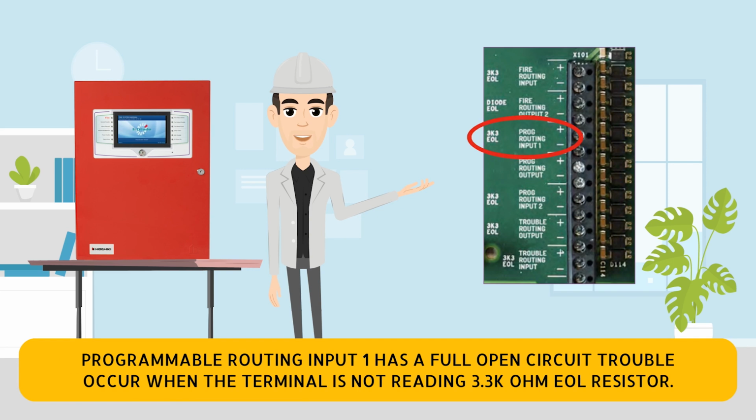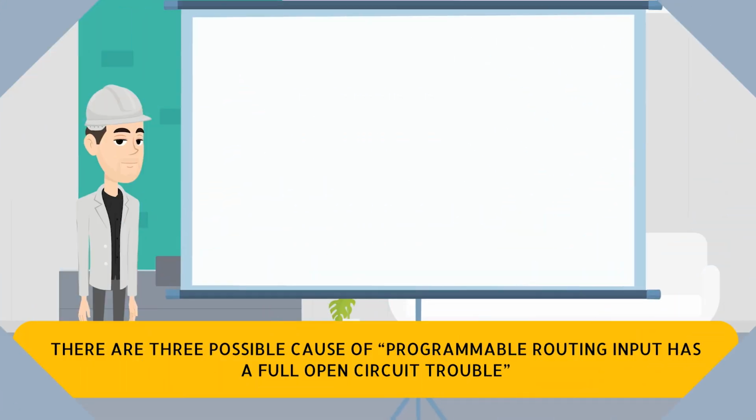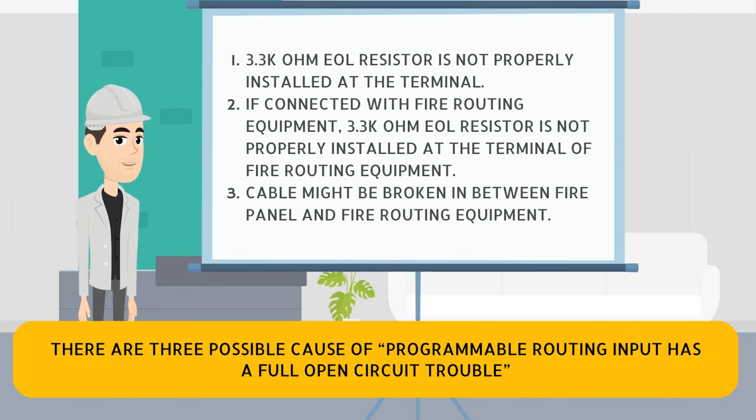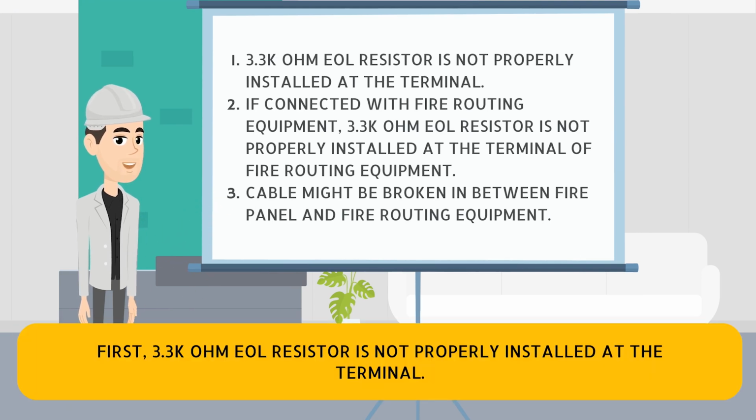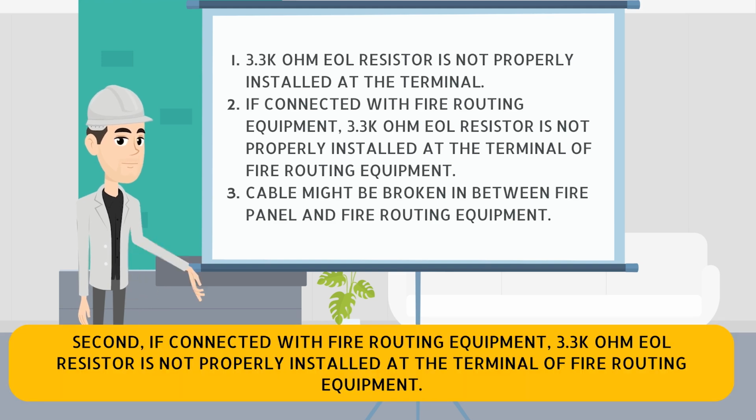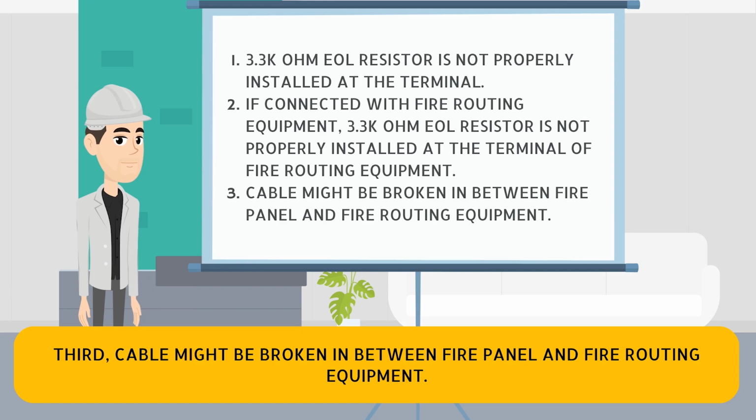Programmable routing Input 1 has a full open circuit trouble when the terminal is not reading 3.3 k ohm EOL resistor. There are three possible causes of programmable routing Input has a full open circuit trouble. First, 3.3 k ohm EOL resistor is not properly installed at the terminal. Second, if connected with Fire routing equipment, 3.3 k ohm EOL resistor is not properly installed at the terminal of Fire routing equipment. Third, cable might be broken in between Fire panel and Fire routing equipment.